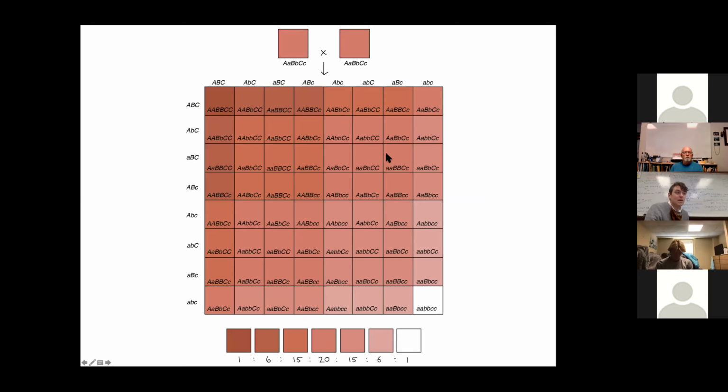So most of them are going to be in this pink zone here, 1, 9, 9, and 1. Some of them are going to be a little redder, some of them are going to be really red, and a few of them are going to be really very white. And so you get what looks like continuous variation. Lots of traits are like this, where there are many different genes. It's a polygenic trait, many genes.